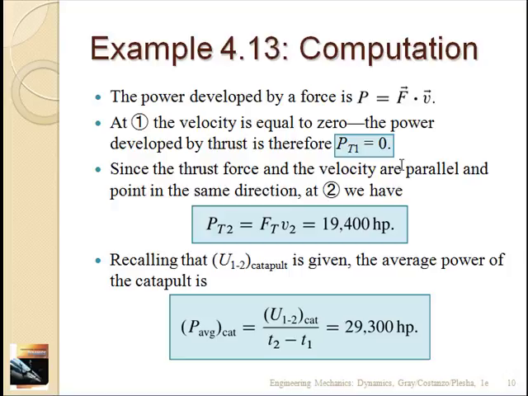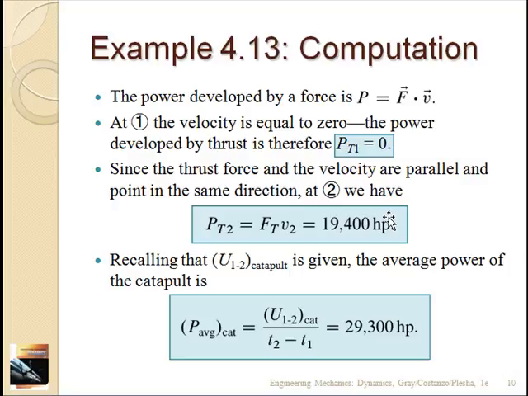But by the end, we're going 165 miles per hour, and so the thrust, force, and the velocity have to be such that we're applying 19,400 horsepower, right? We were given the velocity, we were given the force, we just multiply them together to get the horsepower, the power. Since we know the work done by the catapult, then the average power supplied by the catapult is the total work done divided by the time, which is 29,000 horsepower.